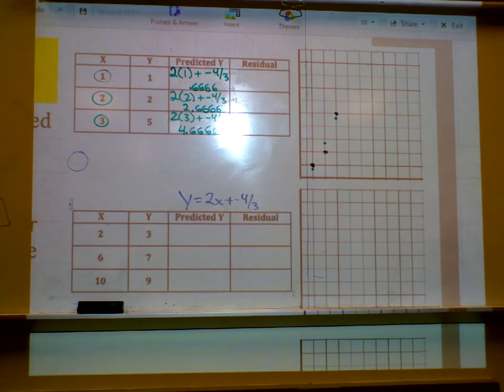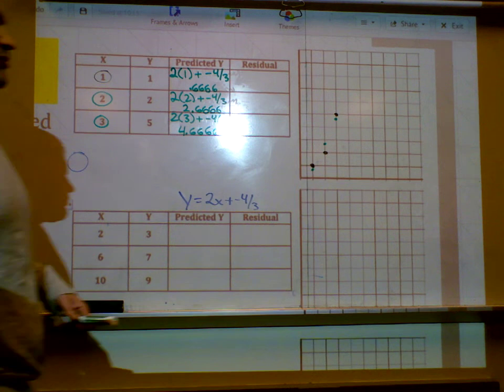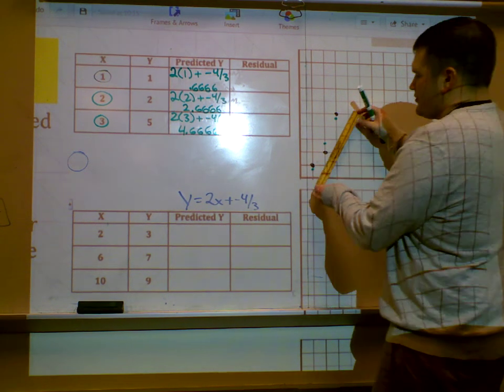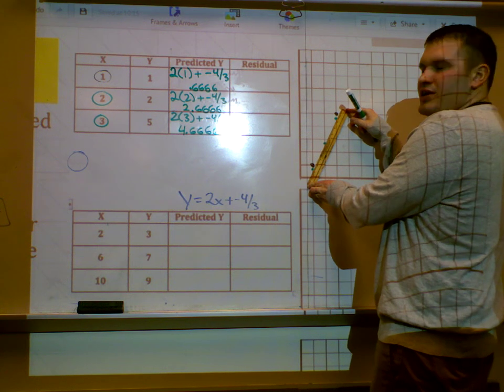All right. So now, if you take your ruler out, which hopefully you grabbed, right? If you take a ruler out, and you lay your ruler down, what do you notice about all the green dots? They make a straight line. Look at that. Straight line. Hey, you guys see that?